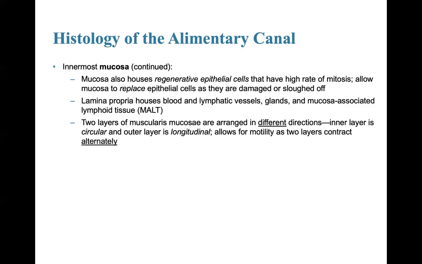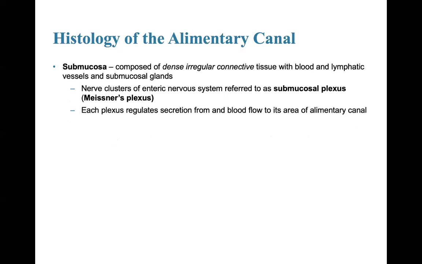The lamina propria houses blood and lymphatic vessels, glands, and mucosa-associated lymphoid tissue, or MALT, which we talked about with the lymphatic system. Two layers of the muscularis mucosa are arranged in different directions. An inner layer is circular and an outer layer is longitudinal. And this allows for motility as the two layers contract alternately.